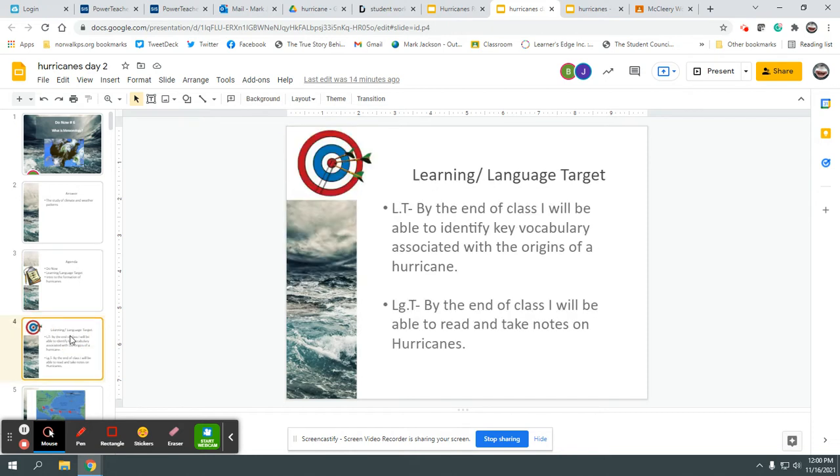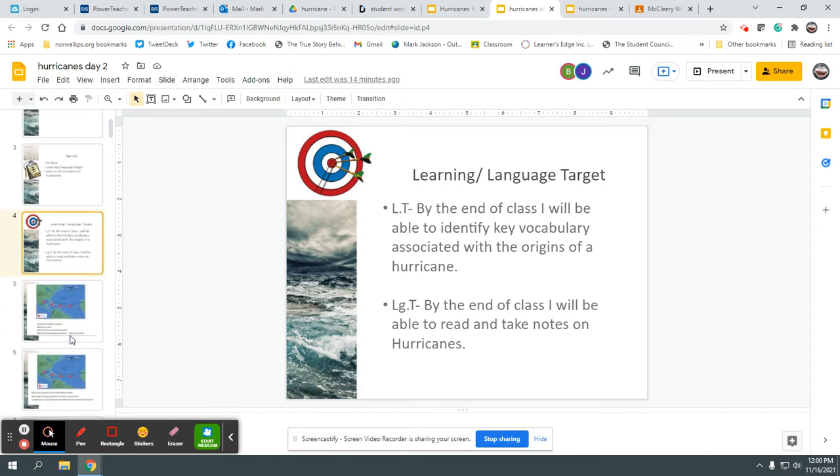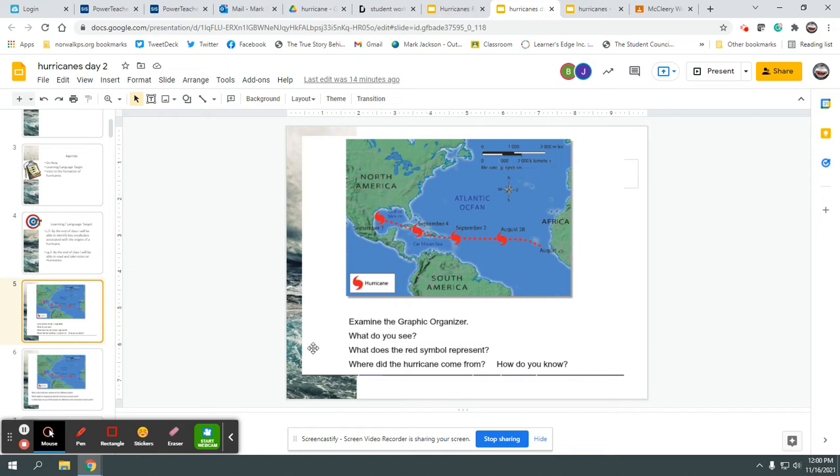Learning target. By the end of class, I will be able to identify key vocabulary associated with the origins of a hurricane. Language target. By the end of class, I'll be able to read and take notes on hurricanes. But first, take a look at this image. Here we've got a system of red dots and some funny looking little red symbols.